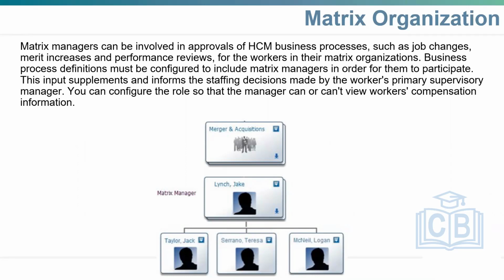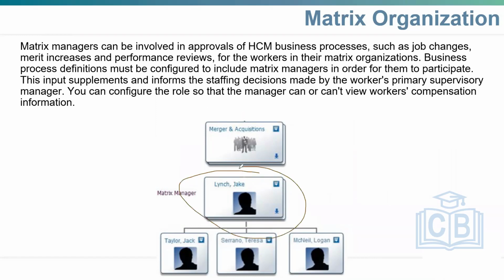The business process definition must be configured to include matrix managers in order for them to participate. This input supplements and informs the staffing decision made by the worker's primary supervisory manager. So it does not replace it, it supplements it. And you can configure the role so that the manager can or can't view workers' compensation information. So for example, here we have mergers and acquisition on the top as our supervisory organization.